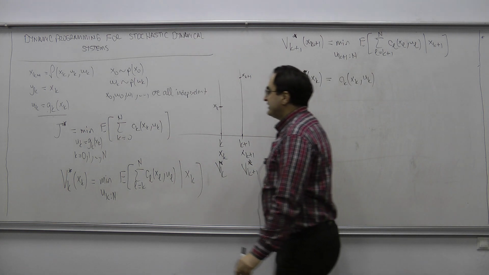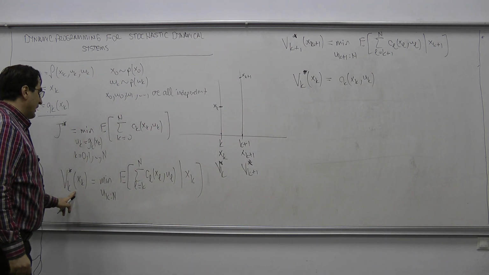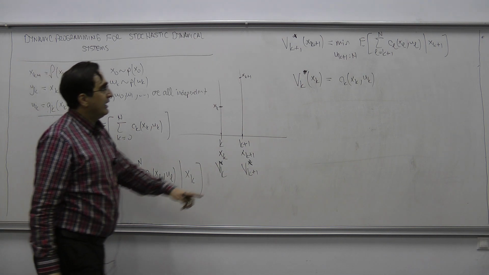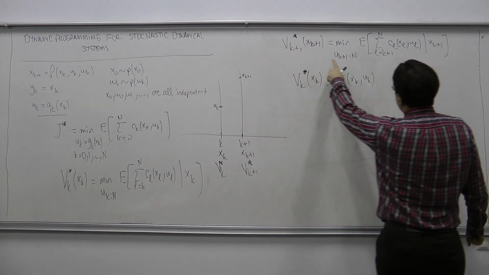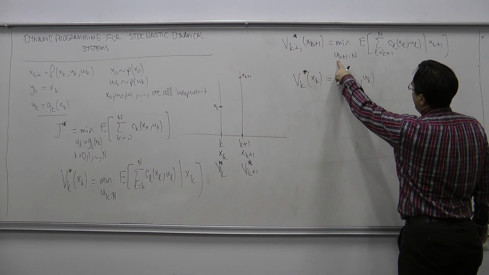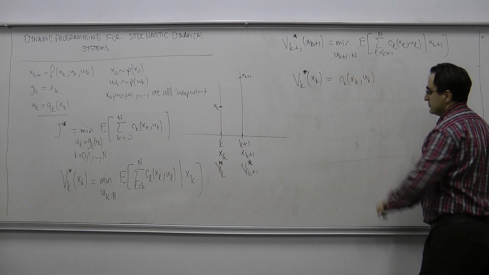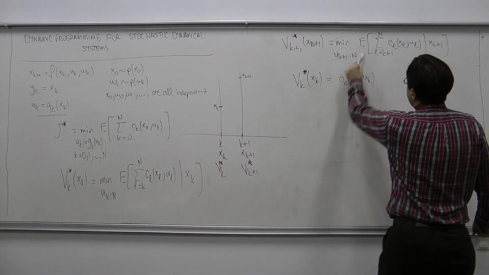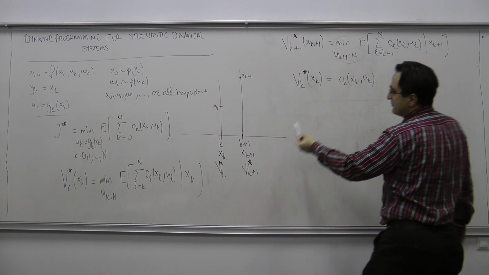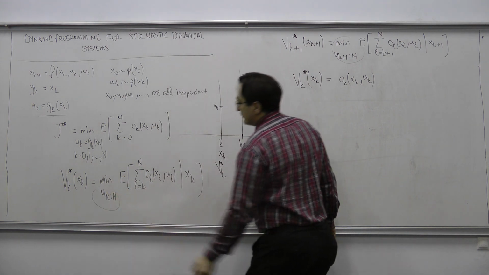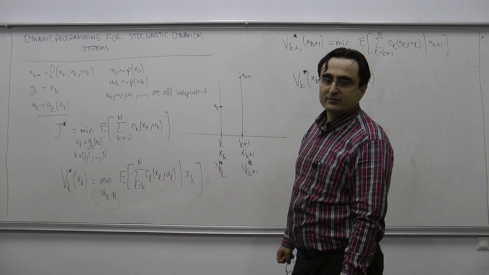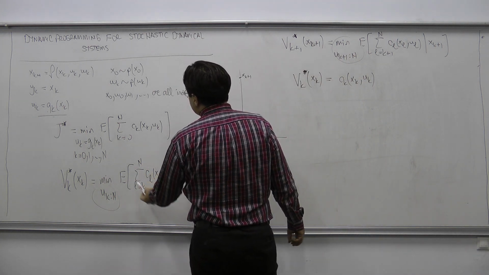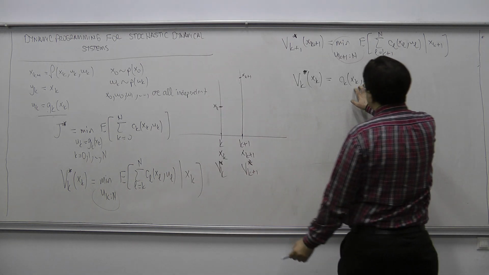Okay? And we see that in this Vk star, optimization has been done with respect to uk to un. And in this Vk+1, optimization has been done for uk+1 to un. Okay? So here, in this minimization, the only missing variable is uk. So here optimization with respect to uk is extra. Okay? So I separate this extra term in the summation and I write it here.